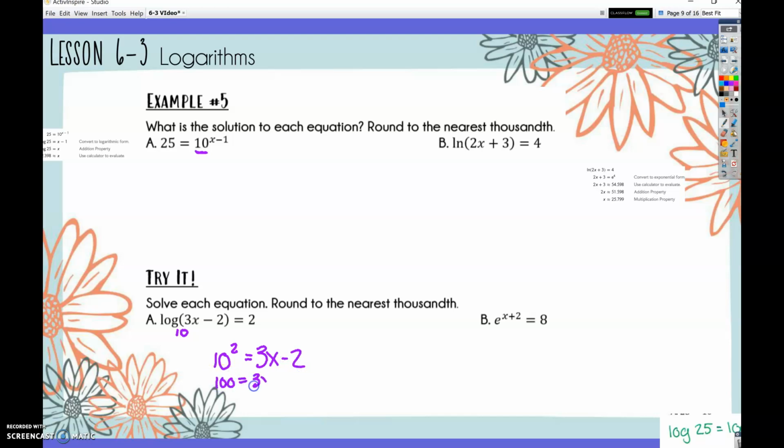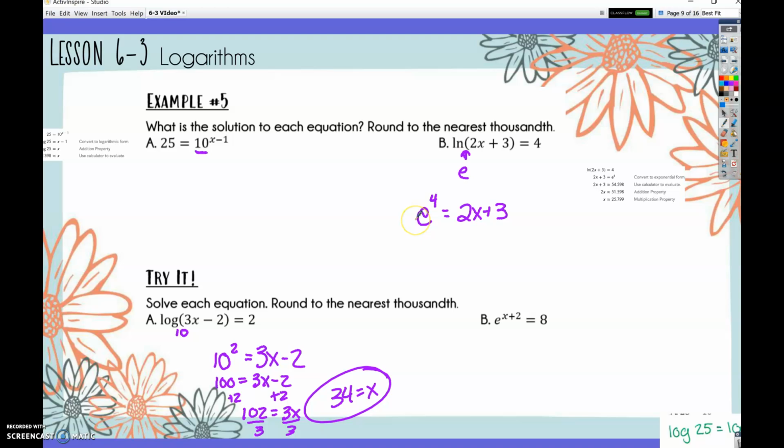We have 100 equals 3x minus 2. We're going to add 2 to both sides to get our 3x alone. 102 equals 3x. If we divide by 3, we get 34 for our value of x. If I jump up here to the natural log one, again, remember there's an e there. So this would be e to the 4th power equals 2x plus 3.